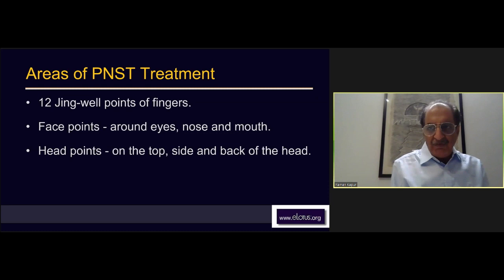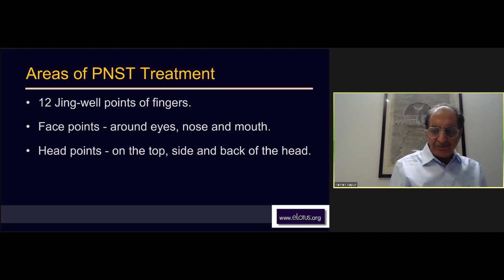Now, the basic PNST treatment involves the prickling with that tool which I showed you, and again show that tool to you. This is done at 12 gingival points on the fingers of the hand, on the face points, which are around the eyes, nose, and mouth, and on the head points, which are located on the top of the head, on the side of the head, and on the back of the head.